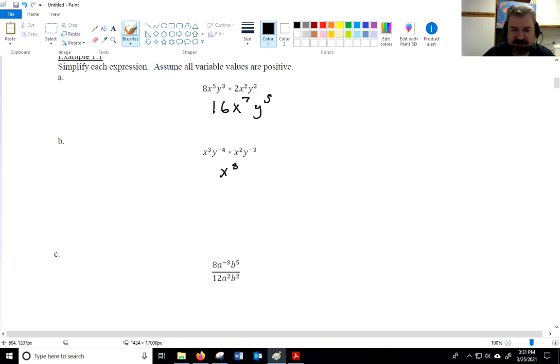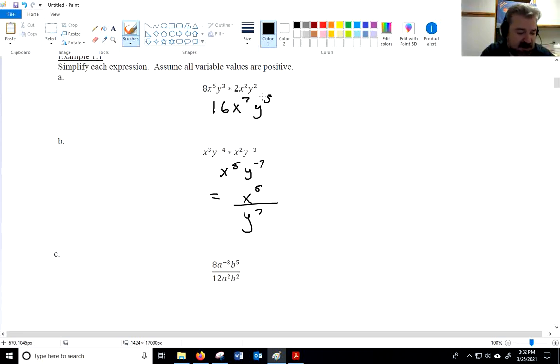second, get x to the fifth. Y to the negative fourth times y to the negative third is y to the negative seventh. But I can rewrite that as x to the fifth over y to the seventh. For now, I want you to write all of your expressions with positive exponents. So if you have a negative exponent, you need to move it to the denominator.